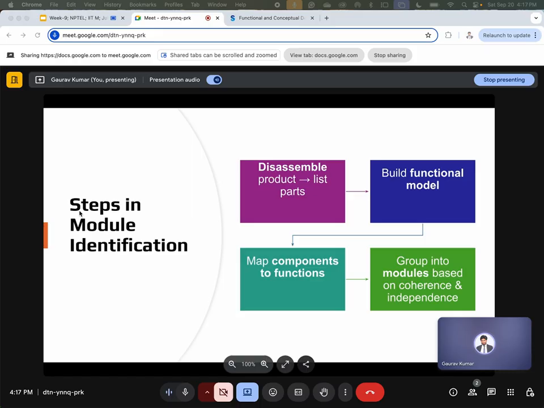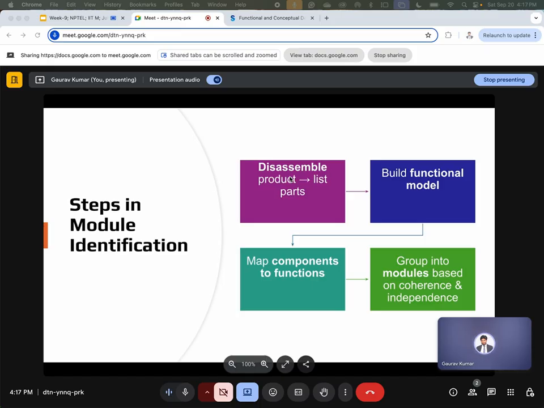So next is the steps in module identification. The first step in module identification is disassembling a product and listing all of its visible components. This creates the foundation for detailed functional analysis.